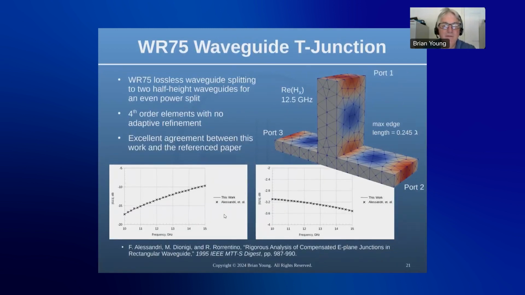Here's a WR75 waveguide T-junction. This is solved with no adaptive refinement. And then comparing the results against the literature, once again, there's very good results. In this particular example, the maximum mesh edge length is a quarter wavelength, and with fourth order elements, quarter wavelength mesh is no issue.